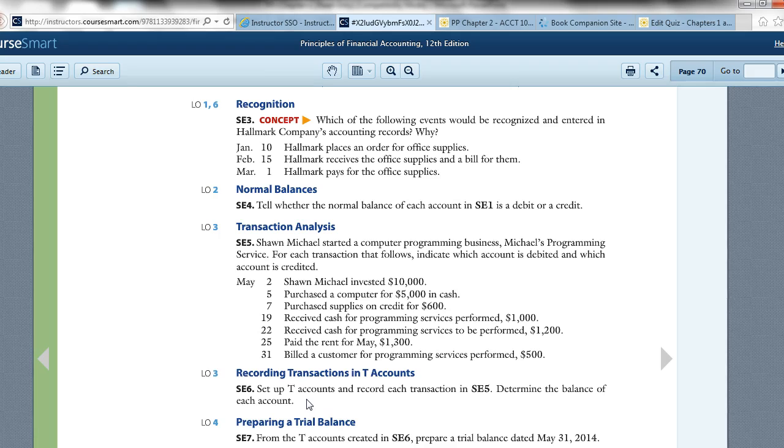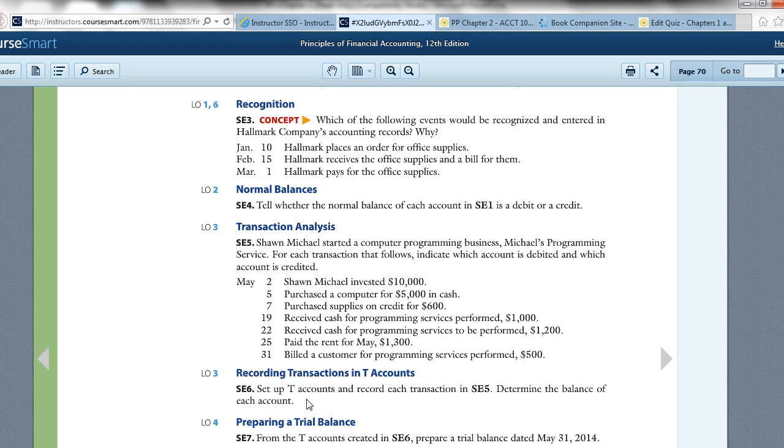May 25th, paid the rent for May, $1,300. What is debited? Rent expense. What is credited? Cash. Because remember, the normal balance of an asset is a debit. When you reduce an asset, you credit it. And cash is getting reduced because we're using it.